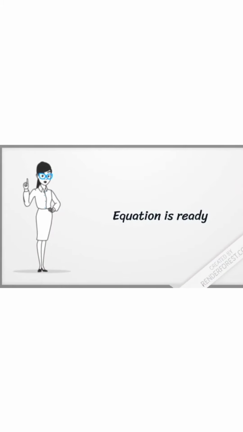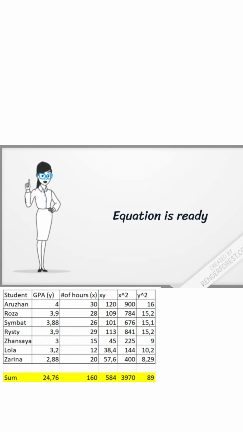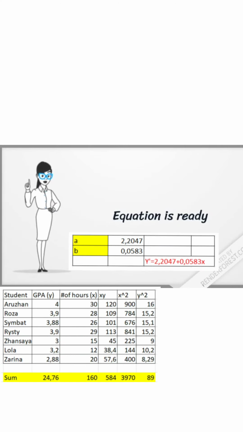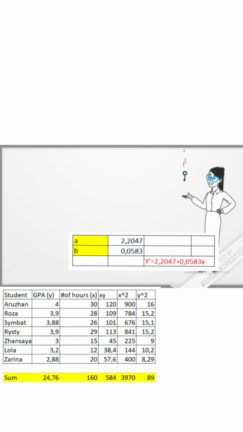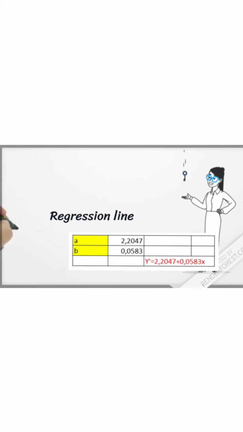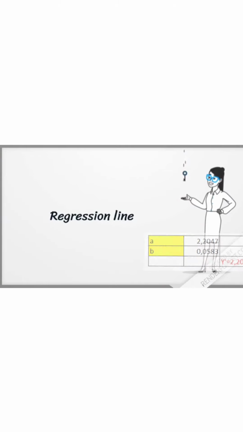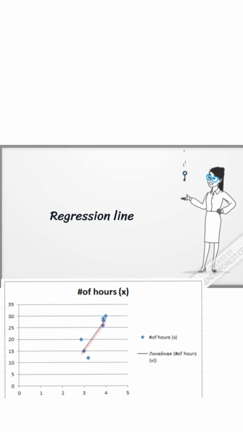Since there is a significant relationship, we can move to the next step, which is determining the equation of the regression line. By using the previous formula for a and b, it is easy to find the value of the intercept and the slope. However, you can use the Excel program to find the regression. So our equation is ready and the appropriate regression line is drawn. As we have said before, the regression line is a line of best fit.